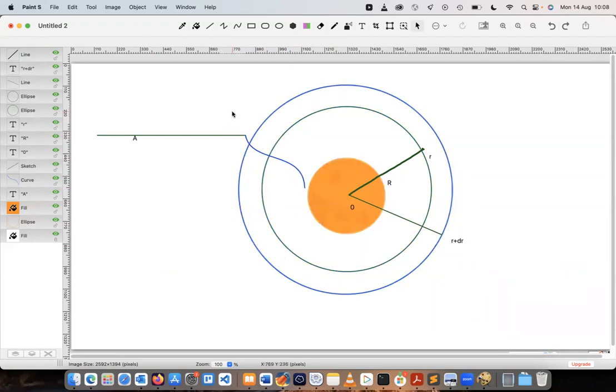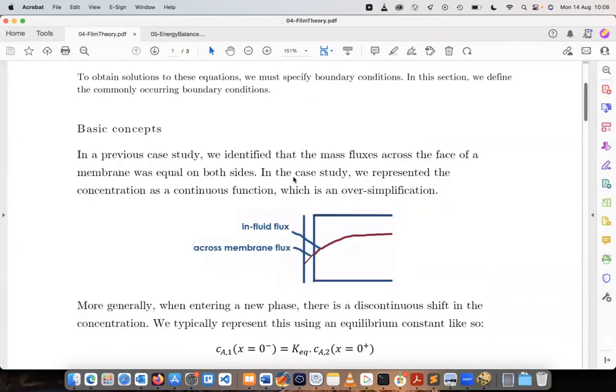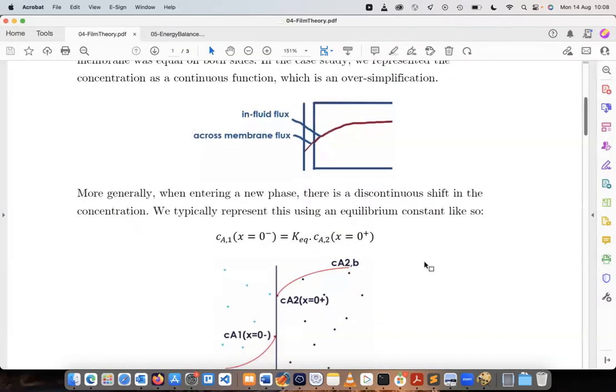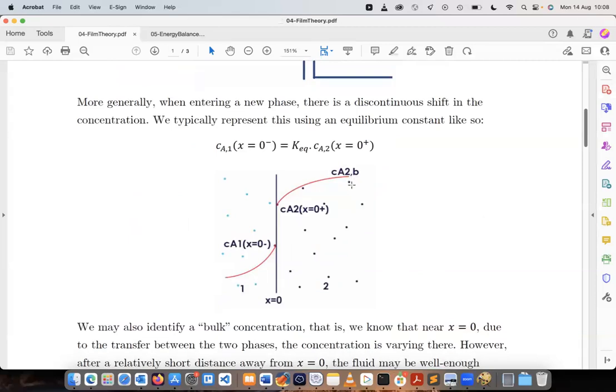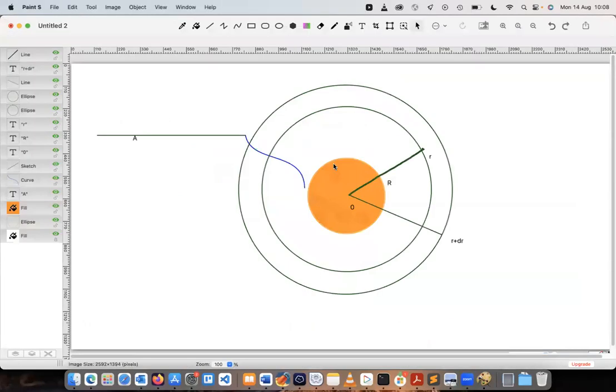So that's a film. We define the film to be the region in which the majority of the action is happening. So in film theory, we define a small region and we call that region delta. So a lowercase delta, right? Not the triangle kind of delta.